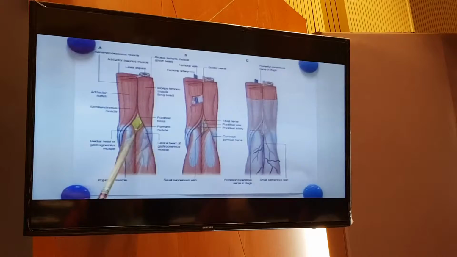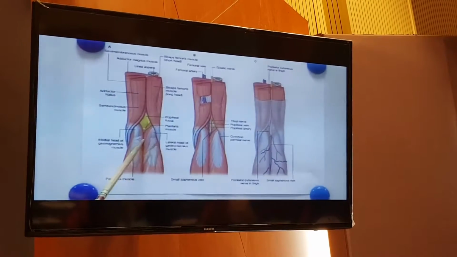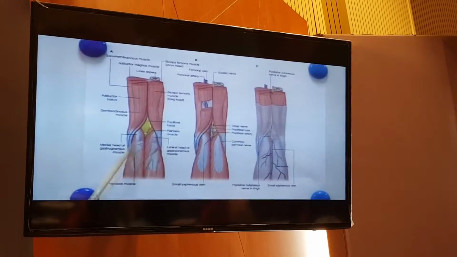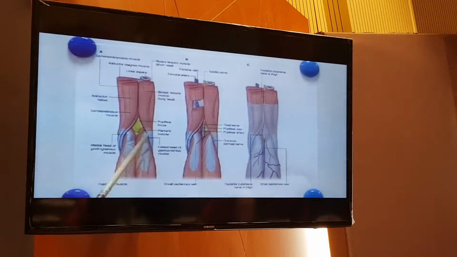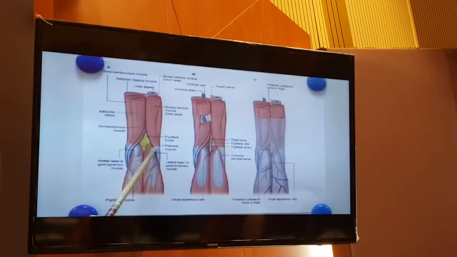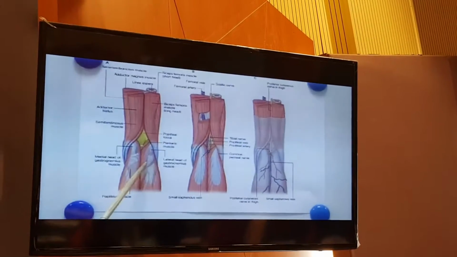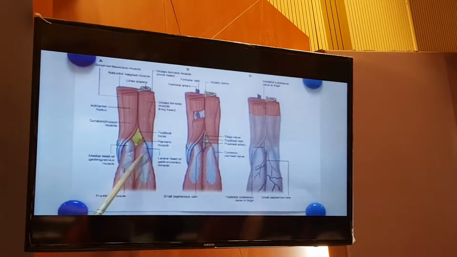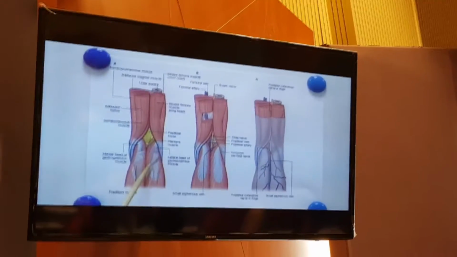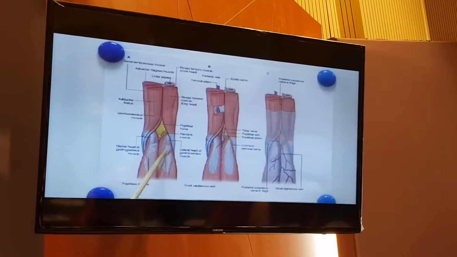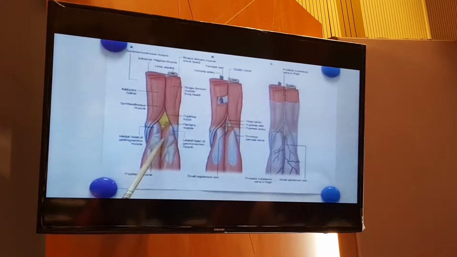The lower medial border of the popliteal fossa is formed by the medial head of the gastrocnemius muscle. The lower lateral border of the popliteal fossa is formed by the lateral head of the gastrocnemius muscle, and deep to that one is the plantaris muscle.